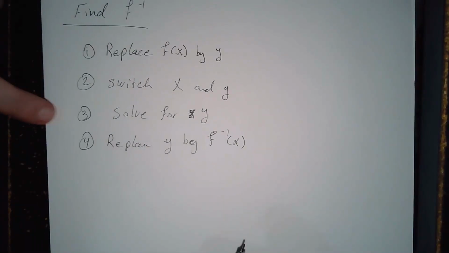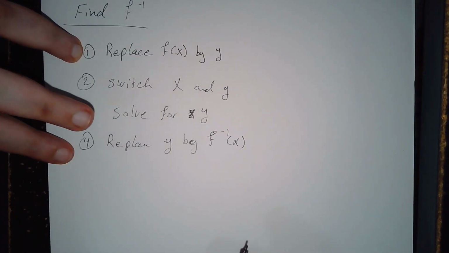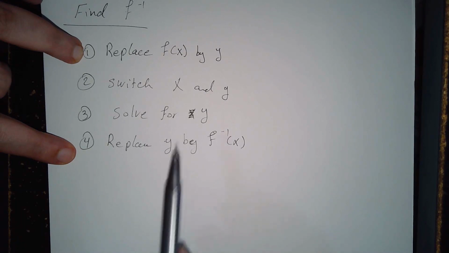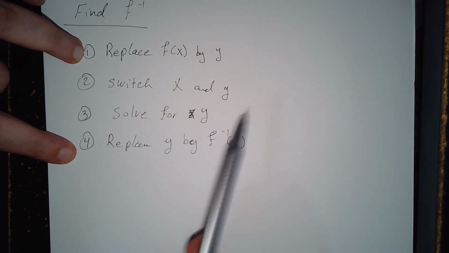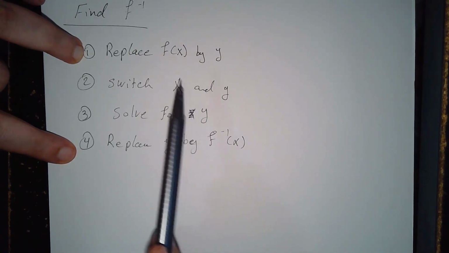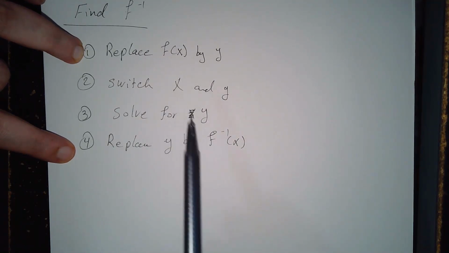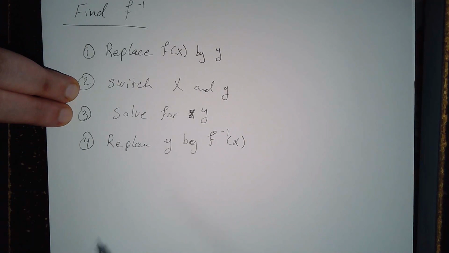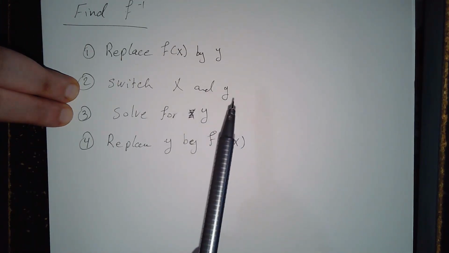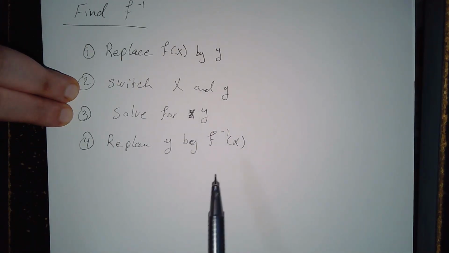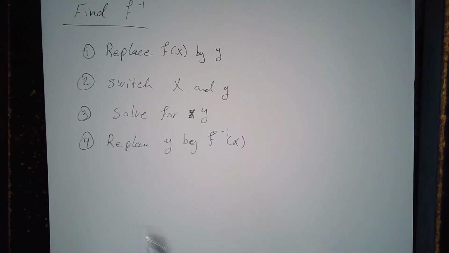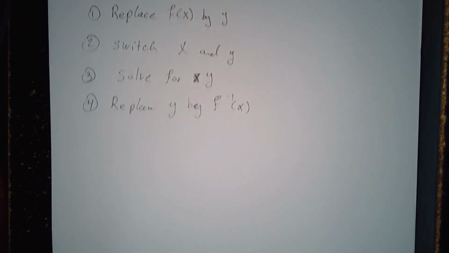Alright? So 4 steps. The first and the fourth are exactly the same. You just need to place y and then remove it by f of x and f inverse. So these are just kind of like the labels. The middle 2 are where you actually did the solution. You switch the x and y, you solve for y, and that should give you your f inverse. Yeah? So let me show you an example and we'll go from there.